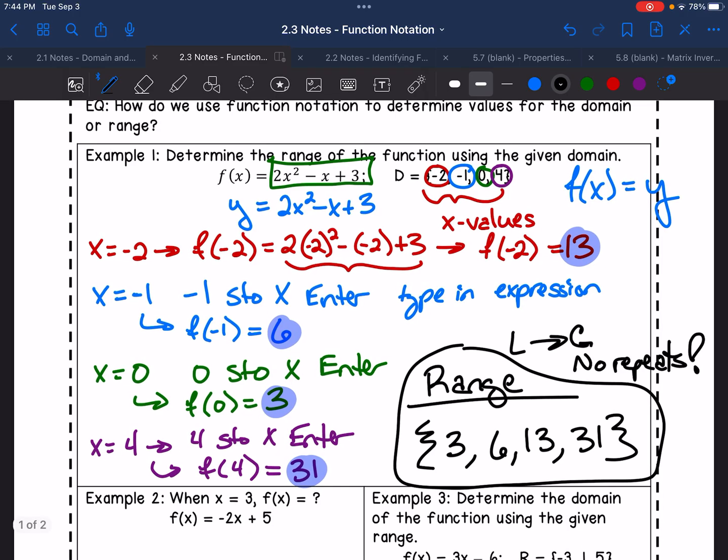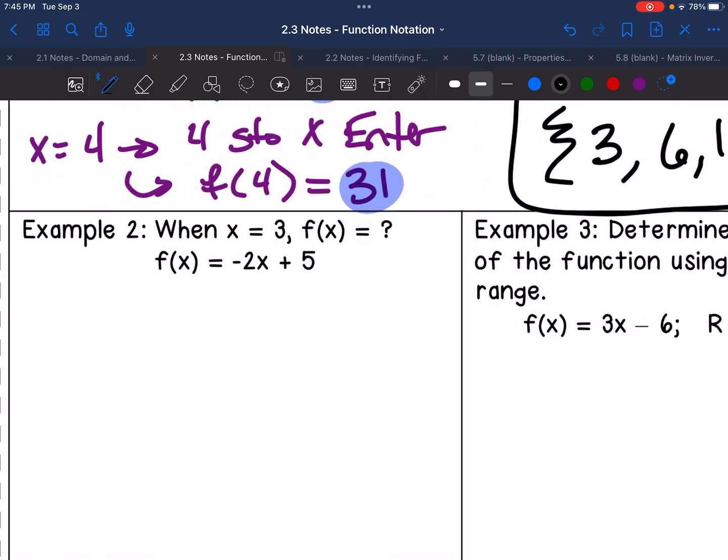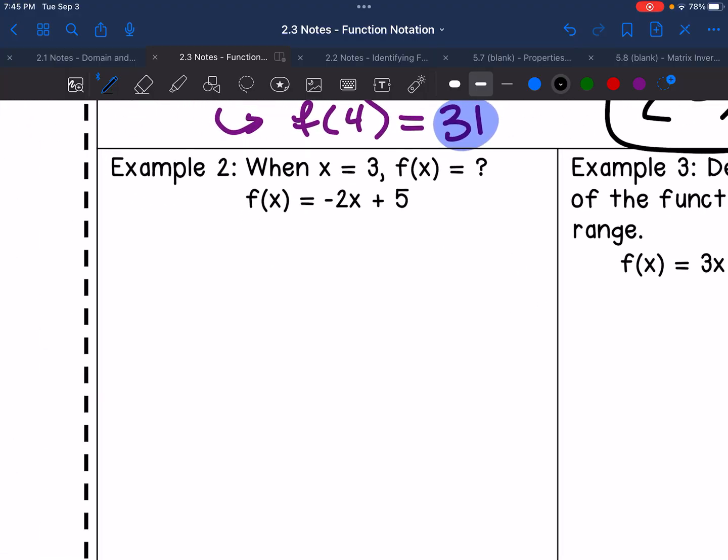All right, so that's when they give you a domain. Now if I look at number 2, it says when x equals 3, f of x equals what? So they're saying y equals what when x equals 3. Okay, so this is just a way of rephrasing your problem.